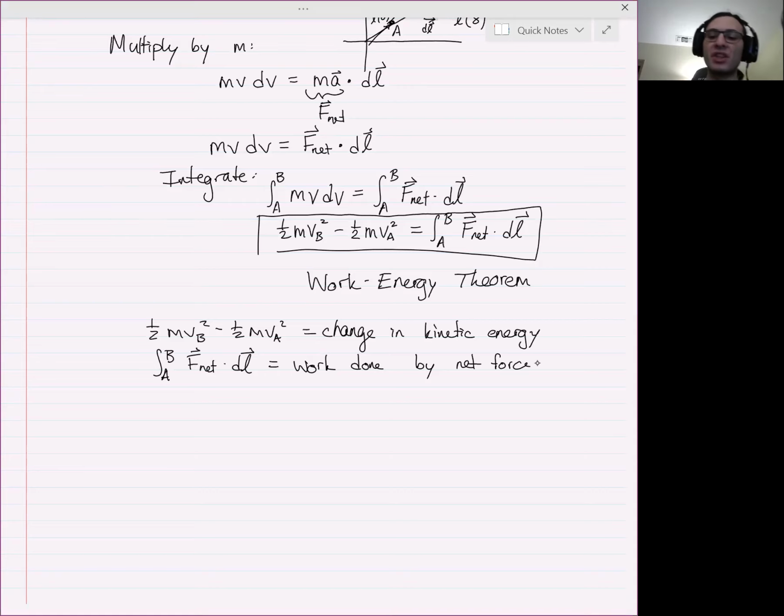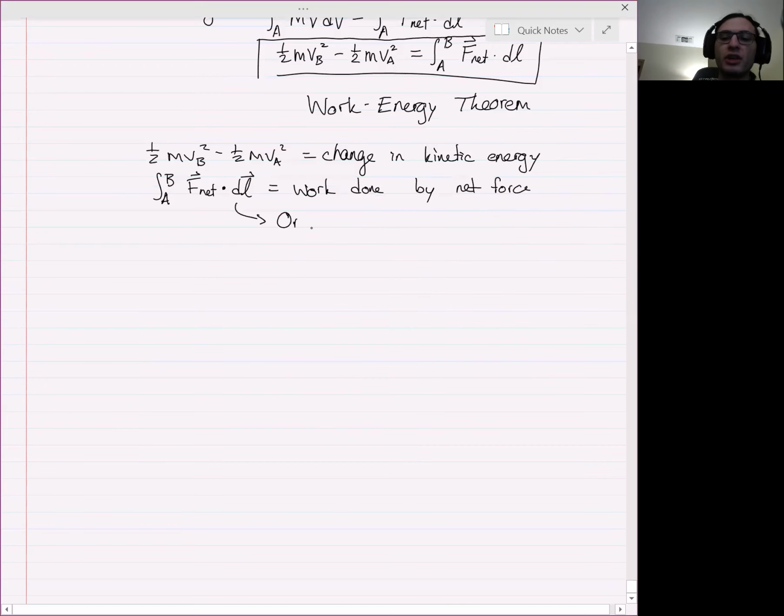By the way, the fact that there's a dot product here means that only the force parallel to the path contributes.